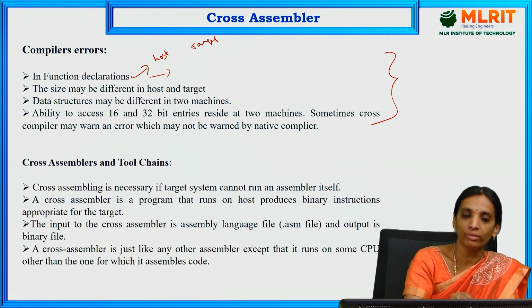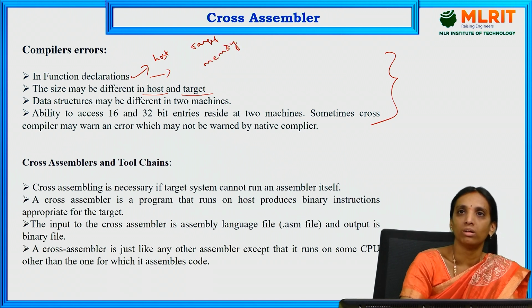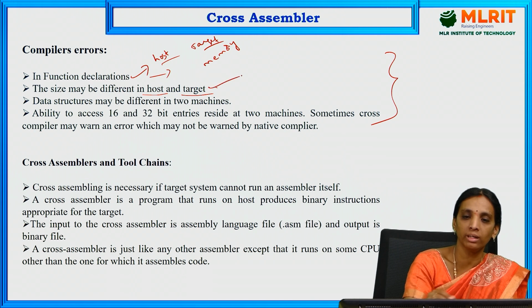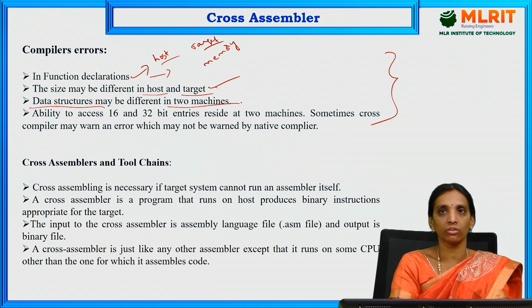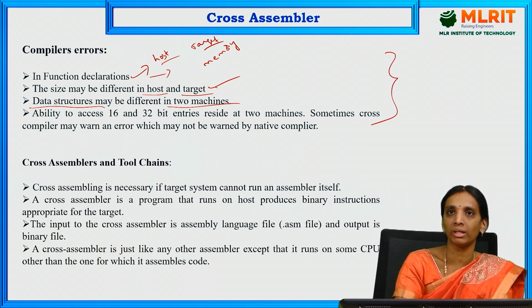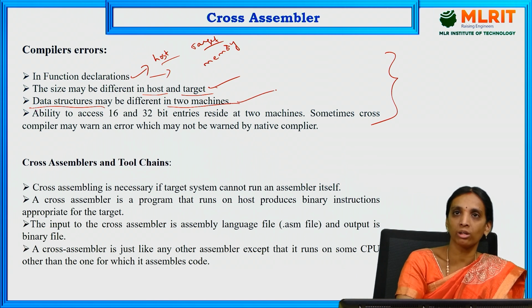And if the size of the host machine and the size of the target machine, size meaning here the memory size, that is the memory allocation size, is different, then also we may get an error in the cross compiler. Then the data structures may be different in the two machines. If the data structures allotted, that means the stack memory and other structures or variables assigned for the host machine and target machine, are different, then also we will get an error in the cross compiler.